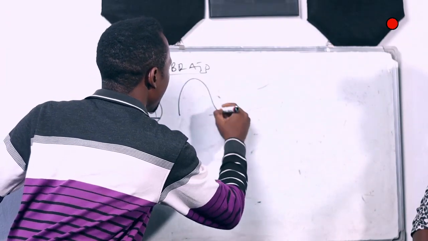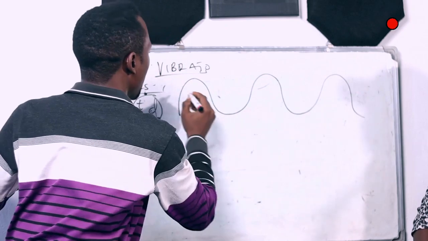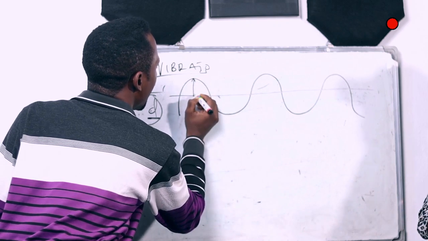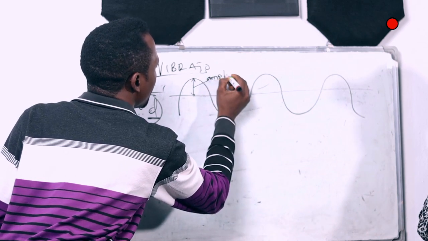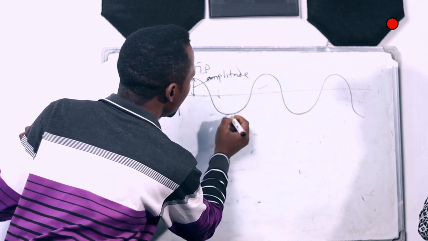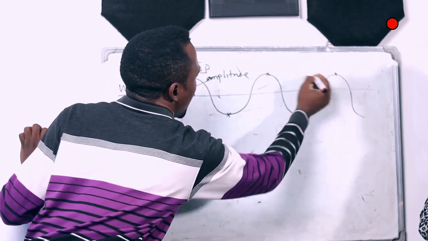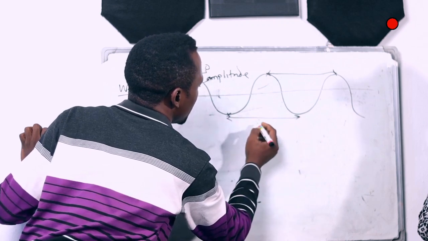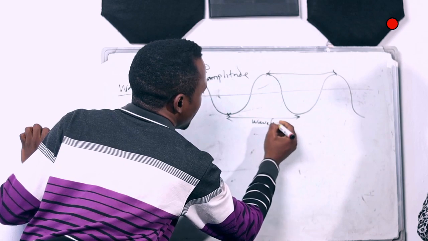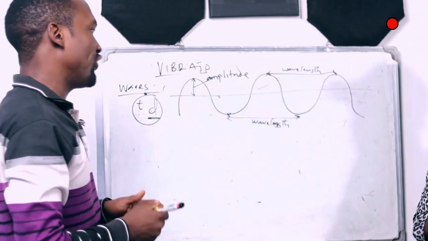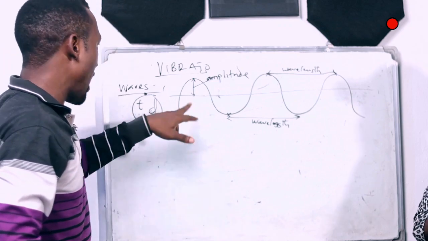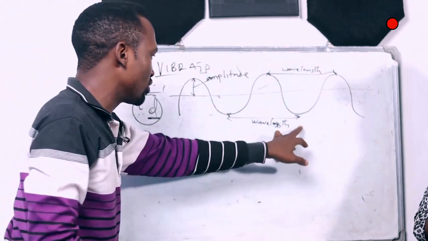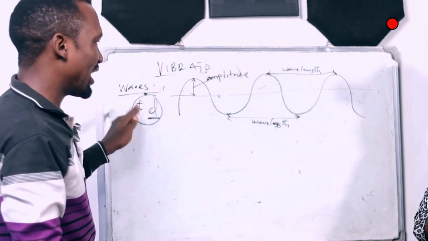This is a wave. It goes that way, and if you have a mid center line, the distance between here and here is what we call the amplitude. The distance between this highest point and this highest point, or this lowest point and this lowest point, is the wavelength. If you have a balanced vibrato, you will notice that your amplitudes are the same, and the distance between the wavelengths will be the same. That is a balanced vibrato.